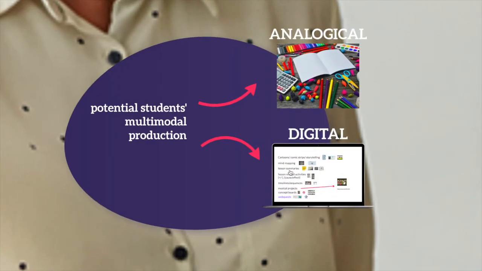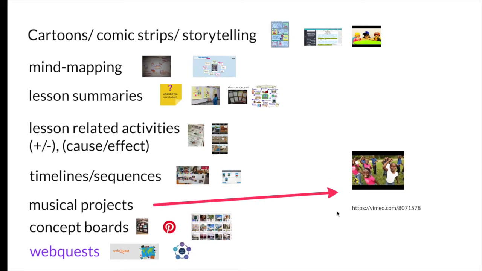Then we have a number of potential students' multimodal production. Now, all kinds of multimodal production, again, can be analogical, by using colors, drawings, etc., like the Taiwanese students I was showing you in my previous examples. Those are analogical, so it's multimodal production with no technology. But today I'm more interested in multimodal production through digital media. And here we have a number of alternatives, so that our students are creating multimodal resources to discuss the content that we are teaching in our classes.